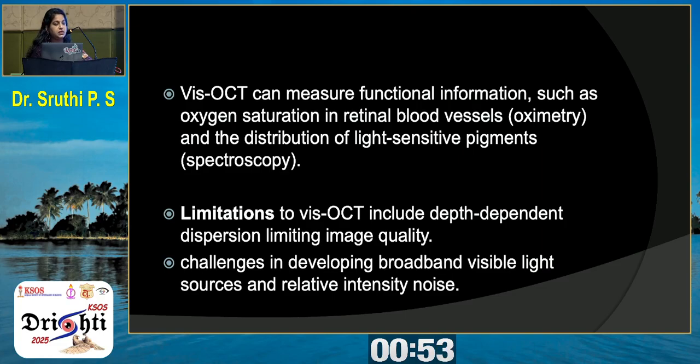but currently it is used to measure information such as oxygen saturation in retinal blood vessels and also the distribution of light sensitive pigment, that is spectroscopy. But the limitations are that it has a depth dependent dispersion of the light, thus decreasing the image quality, and also challenges in developing broad band visible light sources and a relative intensity noise associated with it.